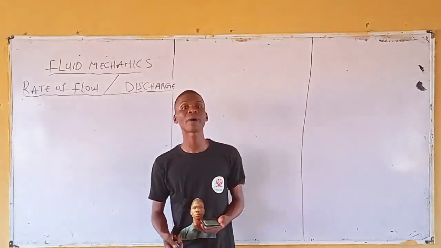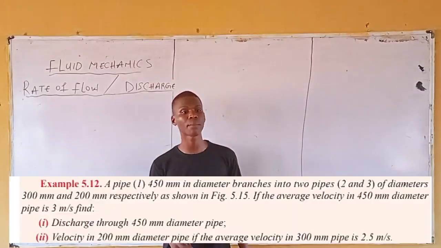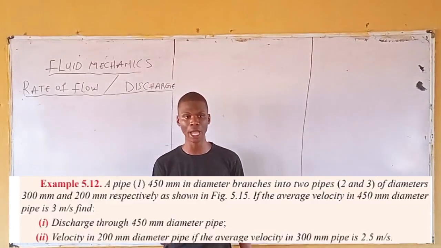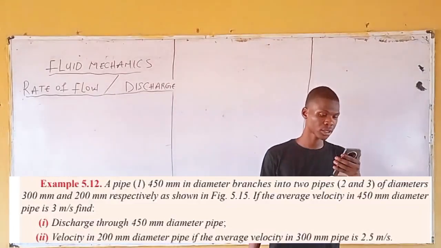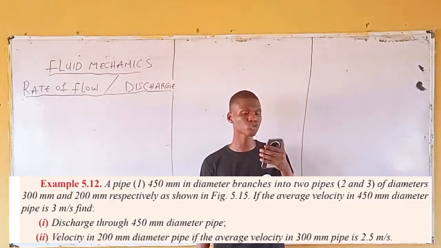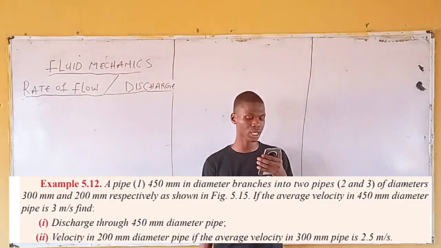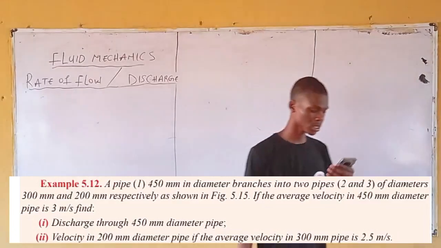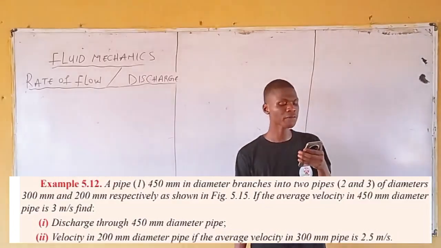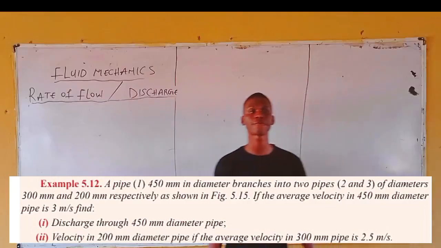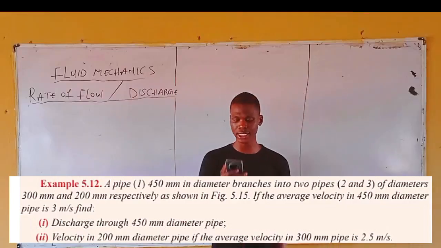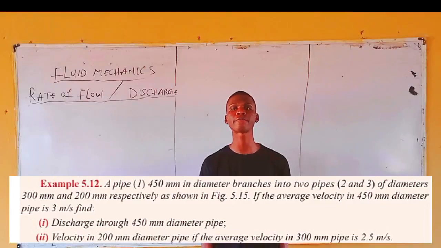Example 2. A pipe 450 mm in diameter branches into two pipes of diameter 300 mm and 200 mm respectively. If the average velocity in the 450 mm diameter pipe is 3 meters per second, find Roman figure 1, the quantity of flow in the 450 mm diameter pipe.